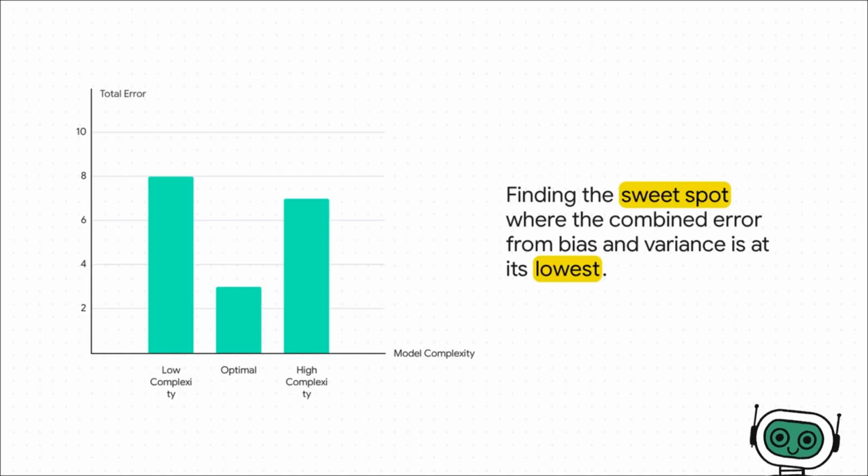And this is where the trade-off happens. As you make a model more complex, its bias tends to drop, which is good, but its variance tends to rise, which is bad. The sweet spot, our best model, is right there in the middle, where that combined error is at its lowest point. This is the bias-variance trade-off.